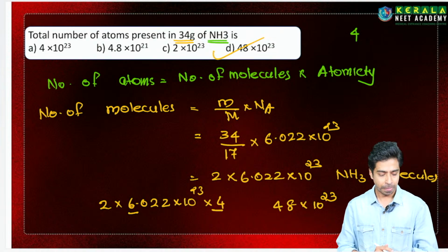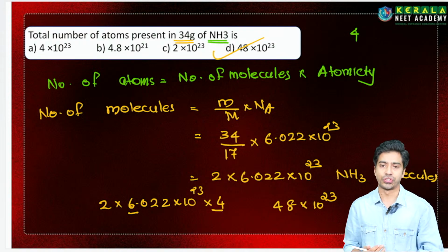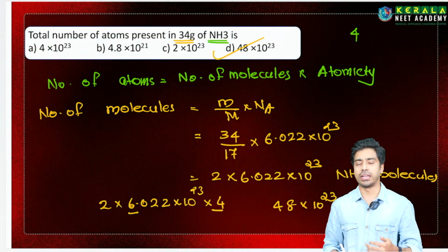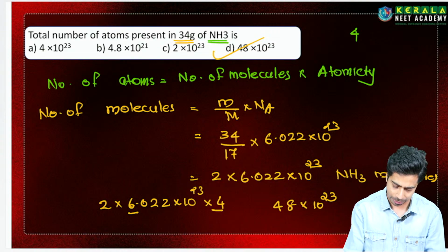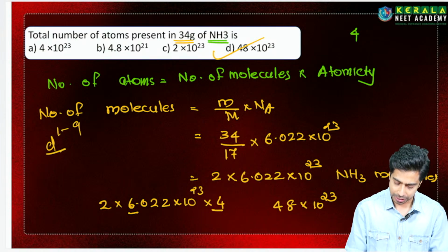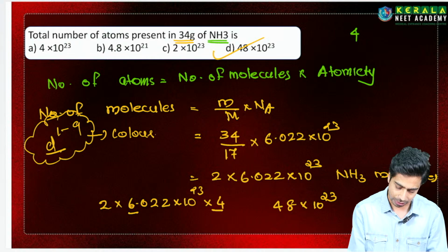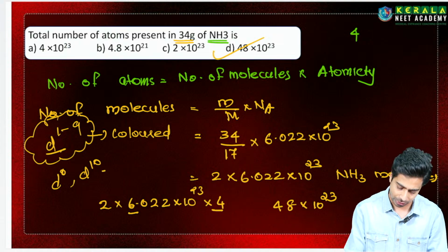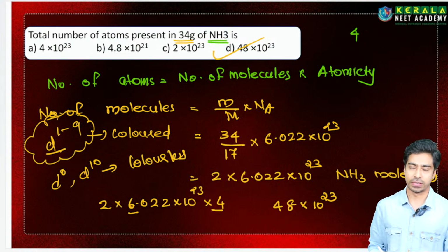Now, color based questions we can expect from topics like structure of atom. The reason will be excitation of electrons. And if you are getting a question from d block elements, normally you write the electronic configuration, and if you are having any configuration from d1 to d9 it will be colored. And if your configuration is d0 or d10, it will be colorless. The reason for color is excitation of electrons.